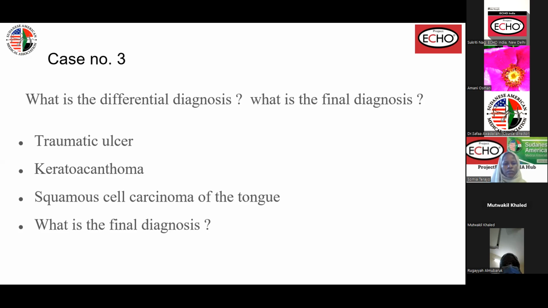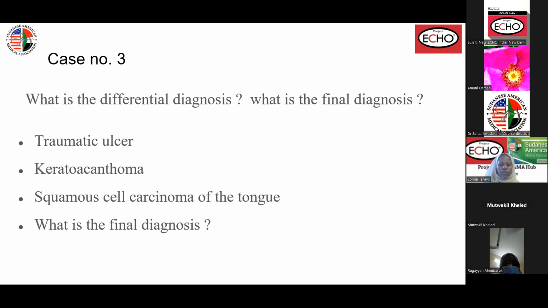Squamous cell carcinoma of the tongue is another differential diagnosis. So usually when we look at the tongue, trauma is a very important factor that we should always consider. But because the patient said that this is present for several months, if it's only trauma, it will heal eventually. Since this one did not heal for several months, this is very suspicious.